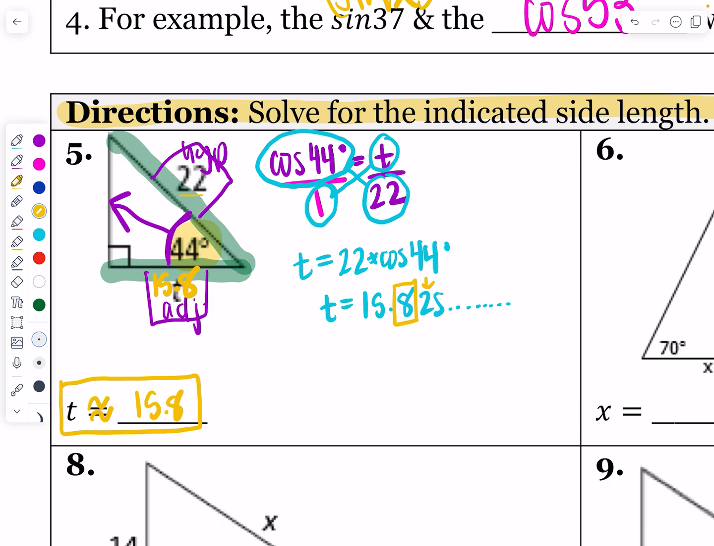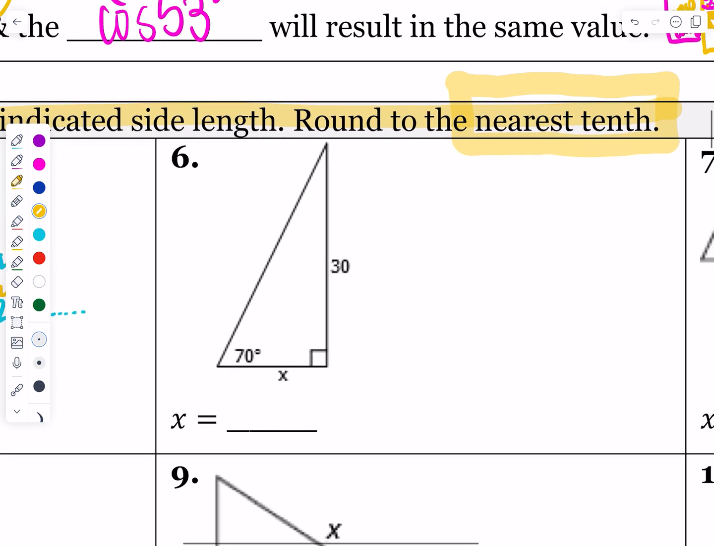So that's a really good way to catch yourself to see if you've accidentally divided instead of multiplying, or if you're in a weird setting on your calculator. Just make sure that your answers are making sense. All right, so from number 6, we are going from the perspective, the angle.